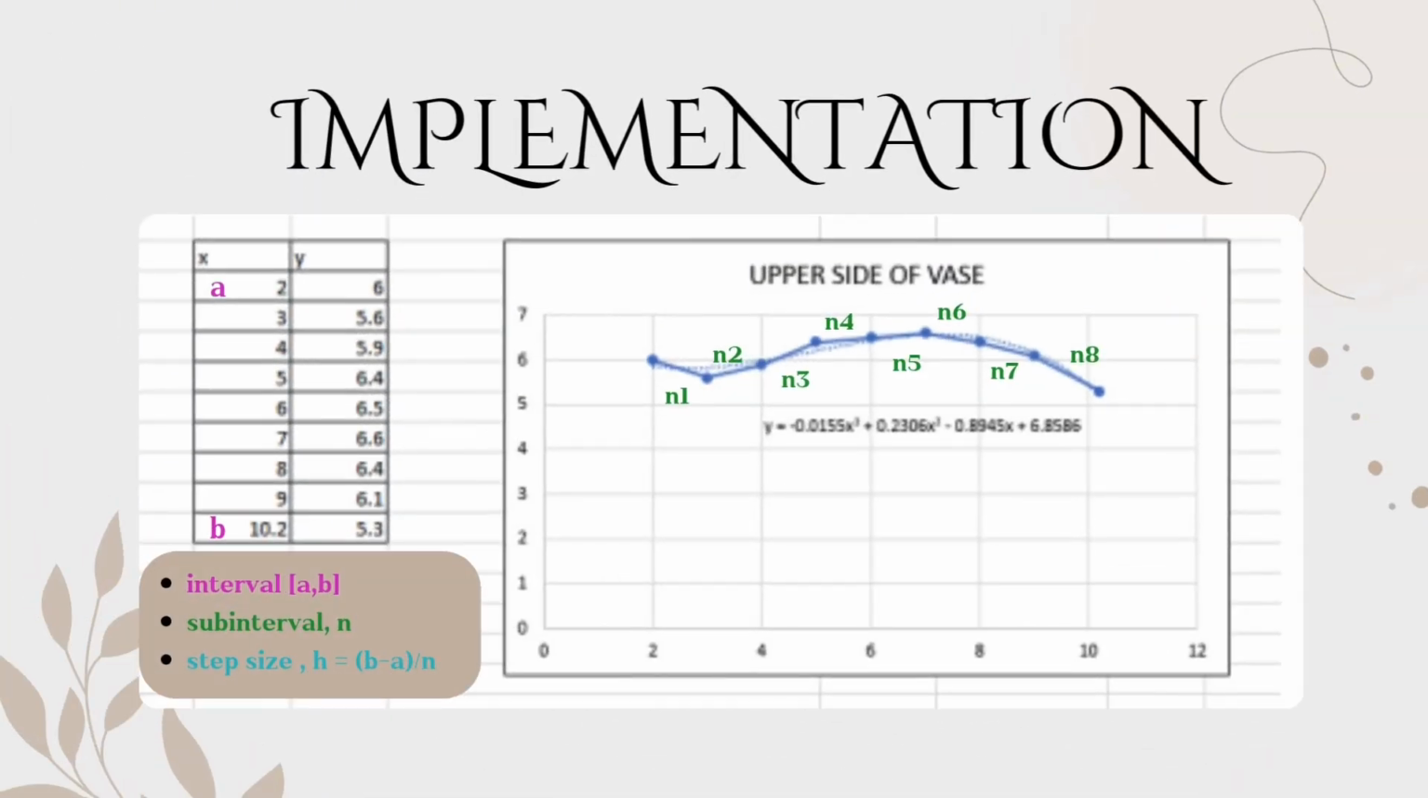After getting all the points, we used Excel to find the interval AB, which is A, the first point of the x-axis, and B was the last point of the x-axis. Next is to find the subinterval, and for the upper side, the value of the subinterval is 8. Furthermore, we can also find the step size, H, from the formula B minus A over N. And the last step is to find the function for each side.